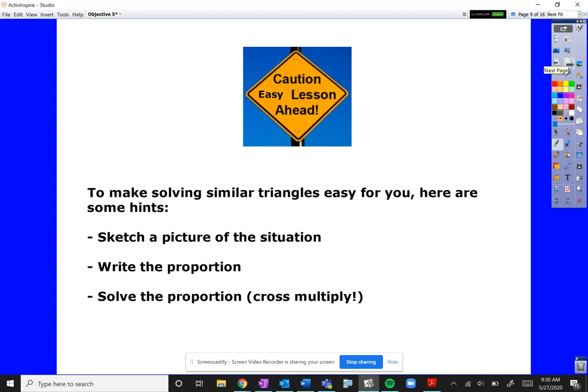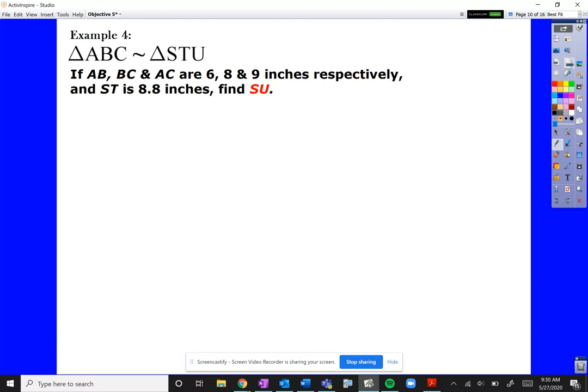To make solving similar triangle problems a little bit easier, here's a couple hints: sketch a picture, write the proportion, and then solve the proportion. If you need to take a second, jot those 3 things down. We're going to have a very similar idea, except we're going to do triangles now.